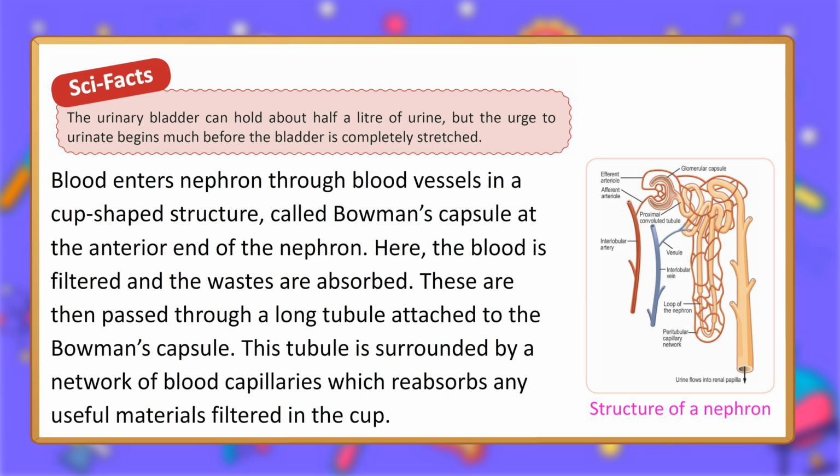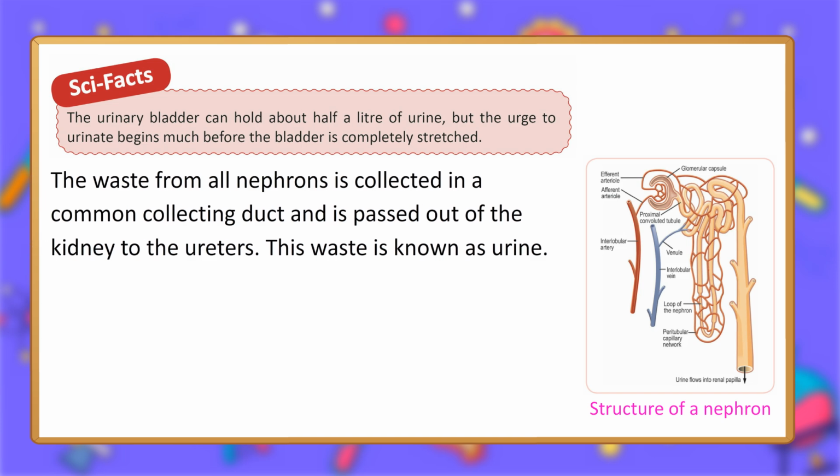Blood enters the nephron through blood vessels in a cup-shaped structure, called Bowman's capsule at the anterior end of the nephron. Here, the blood is filtered and the wastes are absorbed. These are then passed through a long tubule attached to the Bowman's capsule. This tubule is surrounded by a network of blood capillaries which reabsorbs any useful materials filtered in the cup. The waste from all nephrons is collected in a common collecting duct and is passed out of the kidney to the ureters. This waste is known as urine.